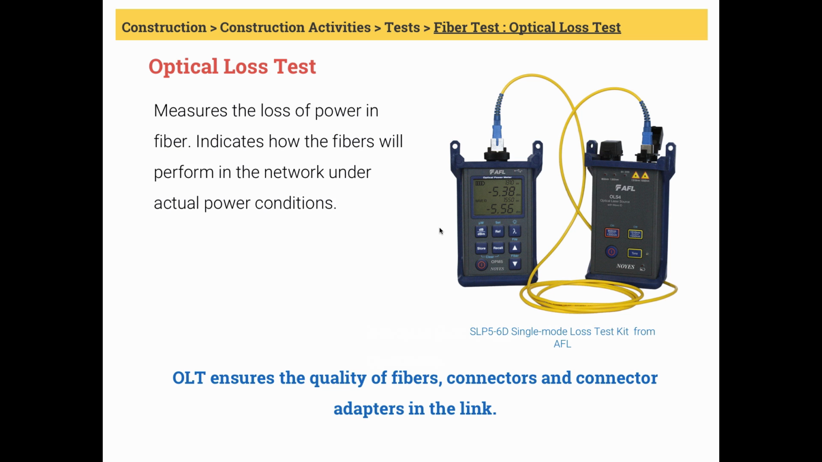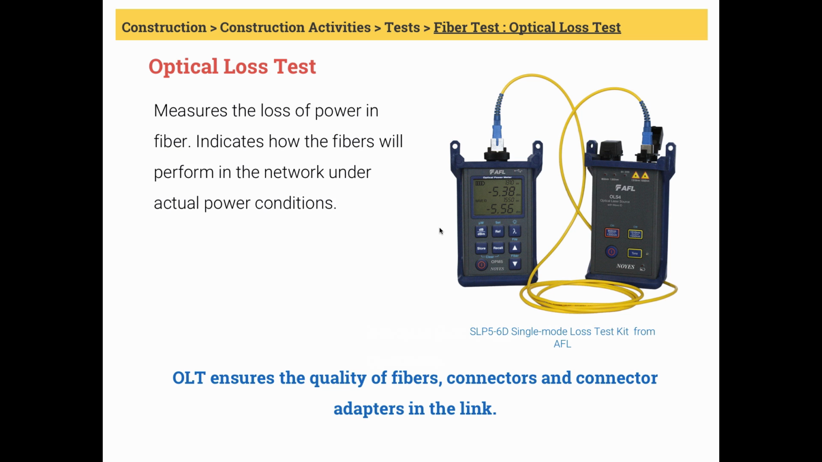Optical loss test is the only test that indicates how the fibers will perform in the network under actual power conditions. With this test, we measure the difference between a known quantity of power input and a measured quantity of power output. We need a laser source and power meter to conduct this test.